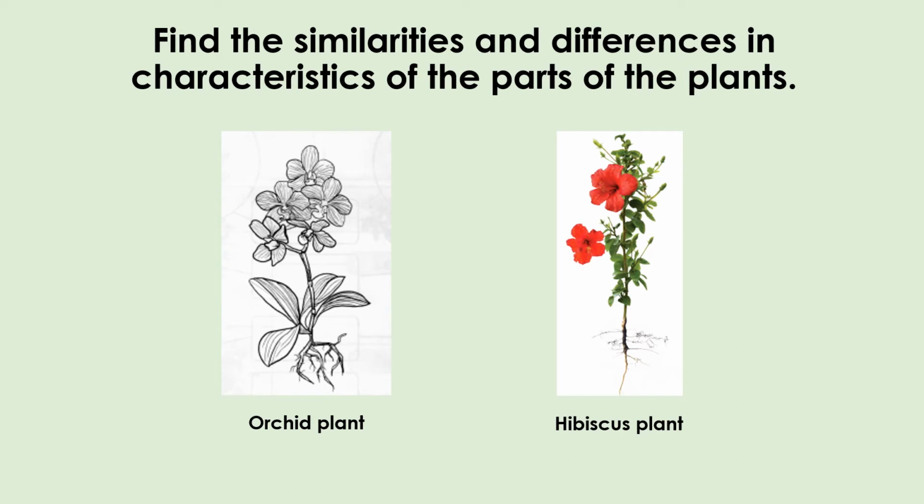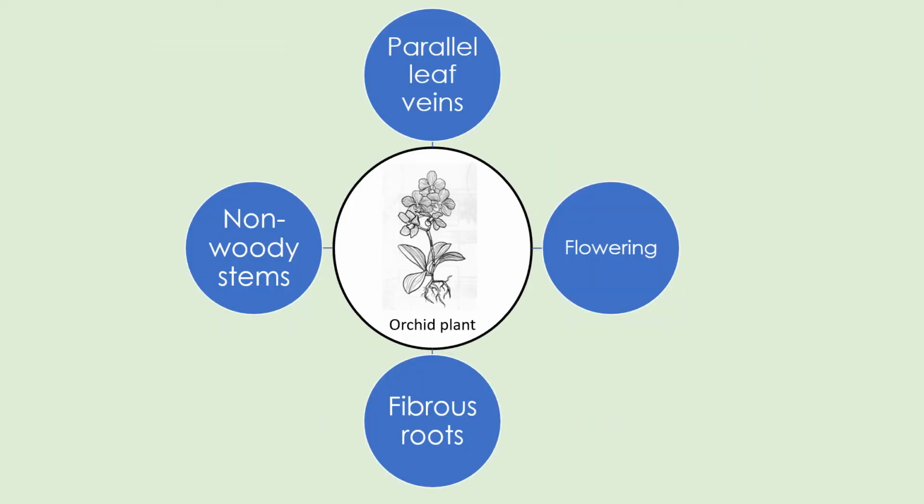Today, we are going to learn how to find the similarities and differences in characteristics of the parts of the plants. This is orchid plant and this is hibiscus plant. How do we find the similarities and differences in characteristics of the parts of these plants? First, we have to list down the characteristics of parts of each plant. Do like this. We list down all the characteristics of the parts of the orchid plant.